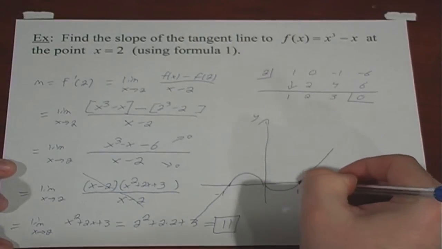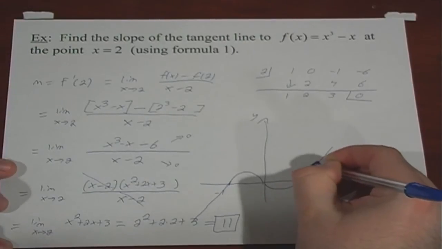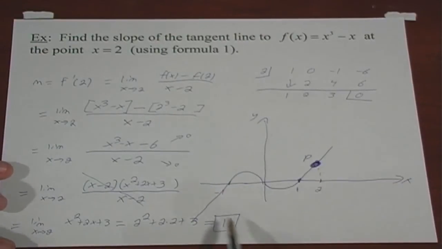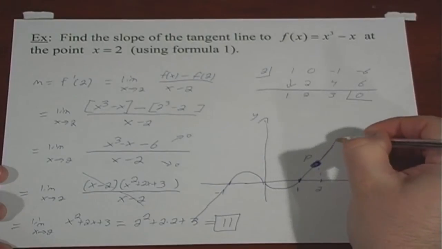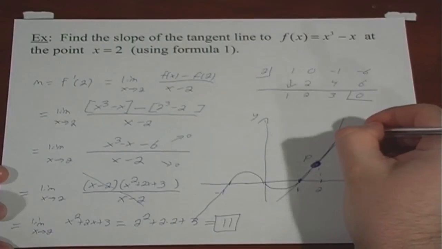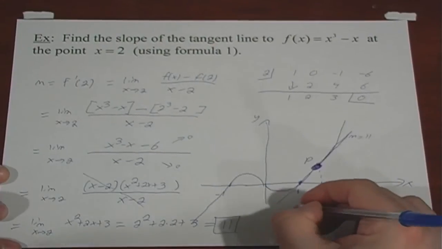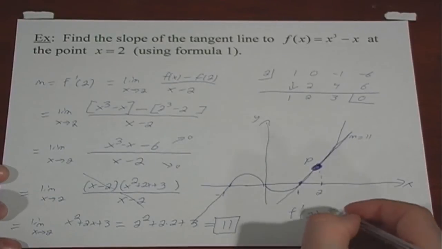But now they said at the point 2, so we're looking at this point here. Okay, so this is the point we care about. This is the point P. So we have this graph, and then here's the point P. And I'm trying to find what's the slope of the tangent line at that point. And so now if I drew a tangent line, I guess the graph would keep going up like this, but the tangent line would be something like that, and the slope of this tangent line is 11, and the notation is f prime of 2. In other words, the slope of the tangent line to f at the point 2 is 11.